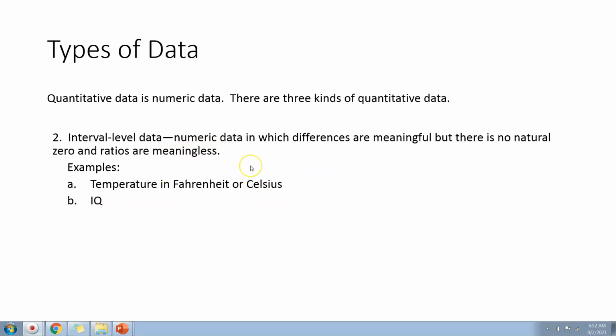Now, when we say ratios are meaningless, somebody with an IQ of 100 is not twice as smart as somebody with an IQ of 50. So it doesn't make sense to talk about somebody being twice as smart. And the same thing is true with heat. If it's 100 degrees Fahrenheit, that's not twice as hot as if it's 50 degrees. Okay, so those ratios don't make sense to talk about.